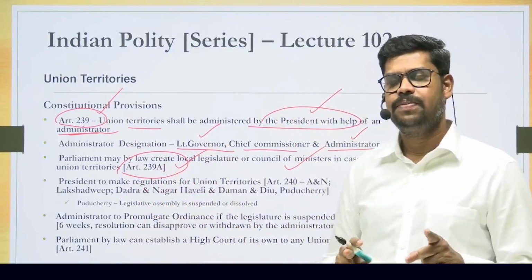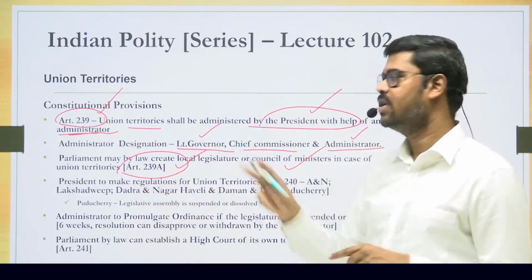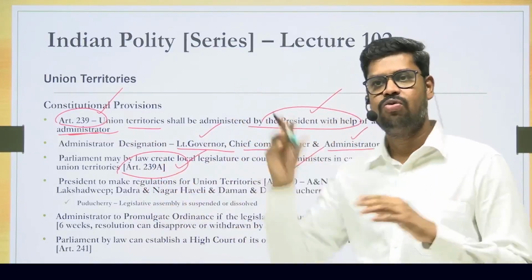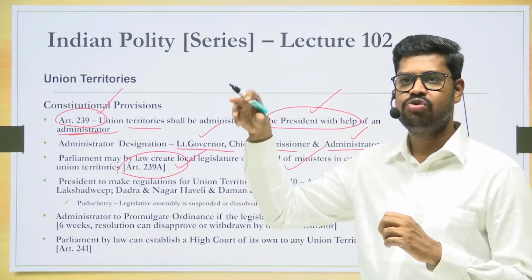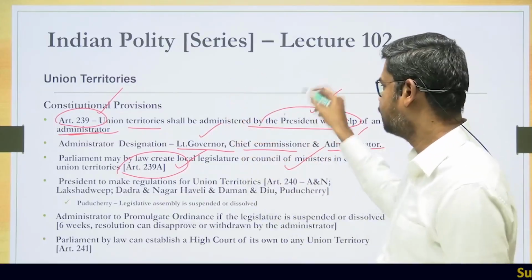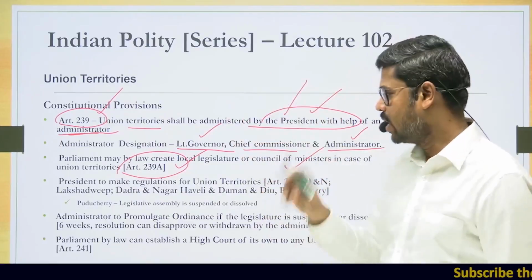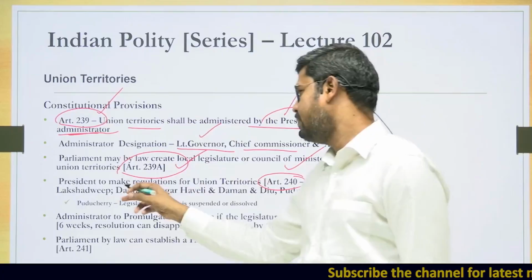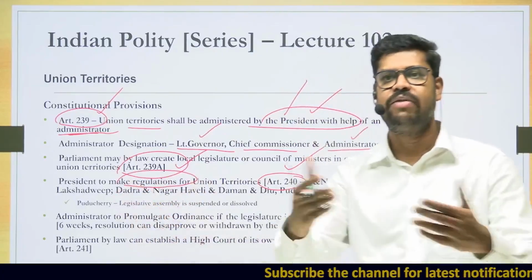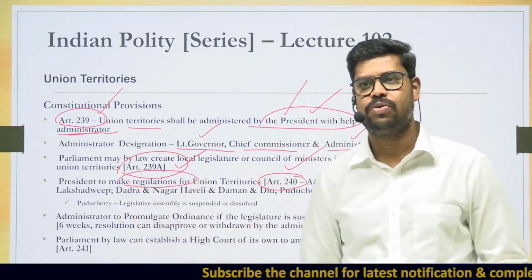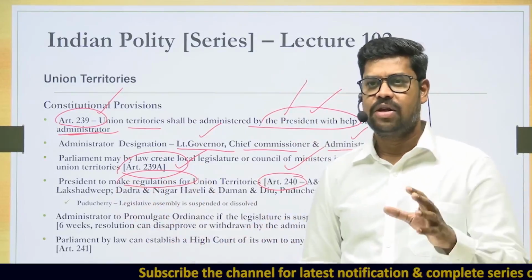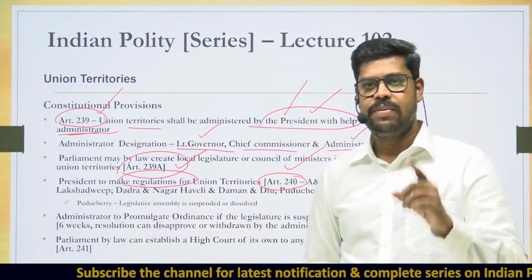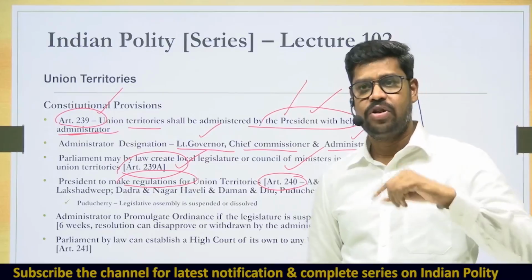Apart from that, ultimately, what did I say? Who has control over the union territories? Who shall administer the union territories? The president. So under Article 240 of the Constitution, the president can also make regulations for the good governance of the union territories. That is also possible. But however, there are a few exceptions to this. So ultimately, the president is the head of the union territories. Therefore, he can make regulations.